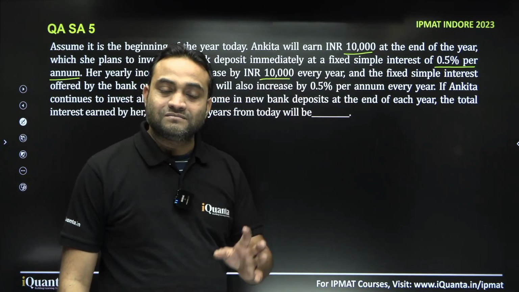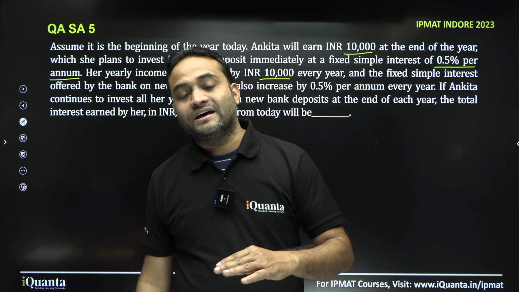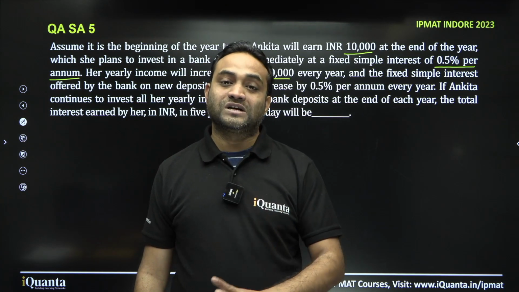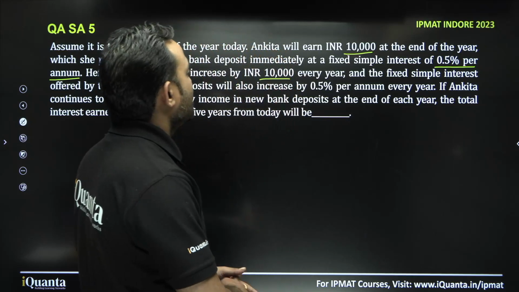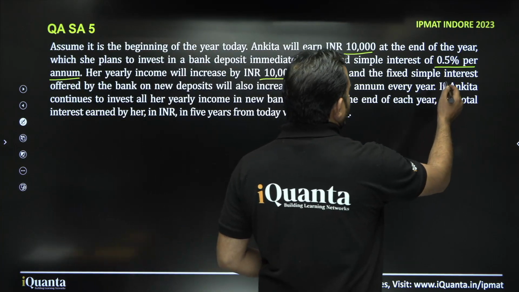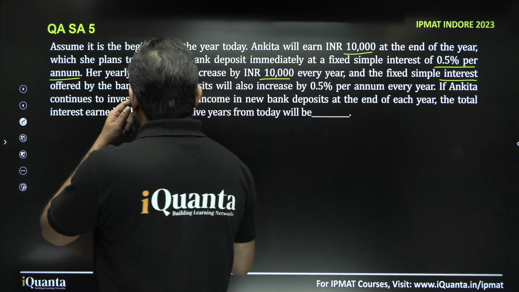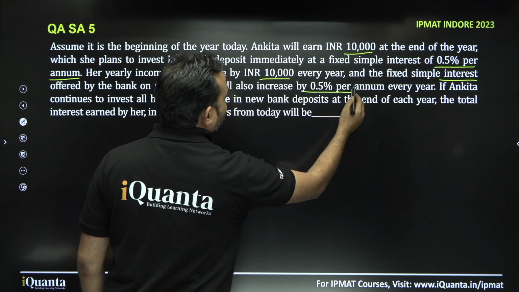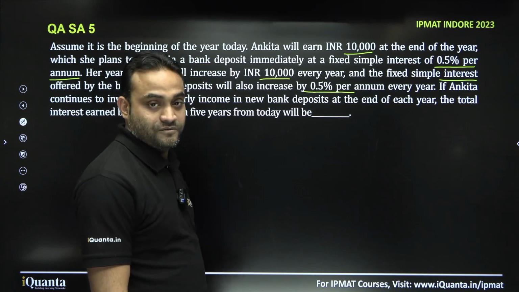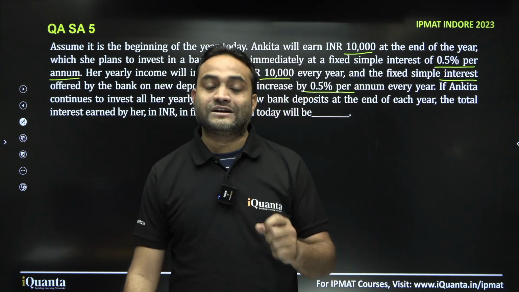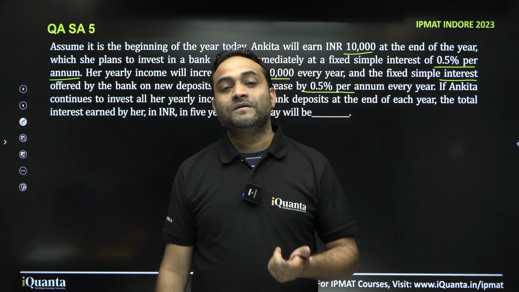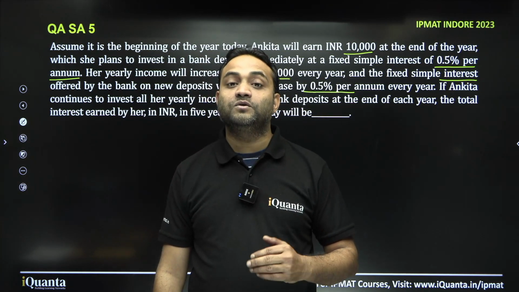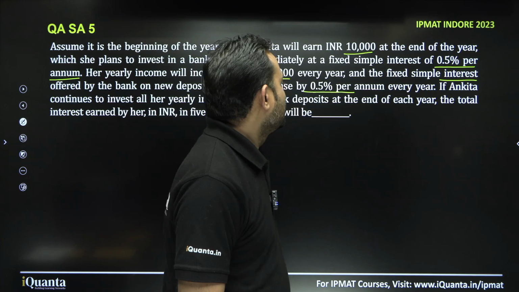So, first year income is 10,000, second year income will be 20,000, third year income will be 30,000, fourth year 40,000 and fifth year 50,000. And the fixed simple interest offered by the bank on new deposits will also increase by 0.5% per annum every year. Means first year rate of interest will be 0.5%, for second year it will be 1%, for third year it will be 1.5% and so on every year.